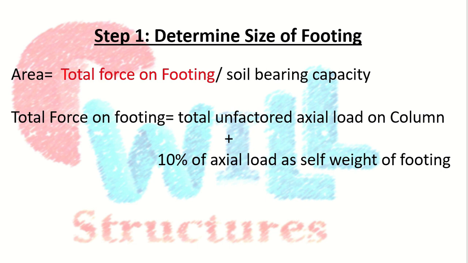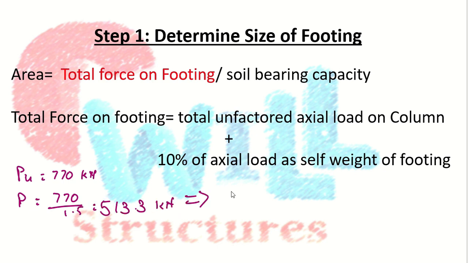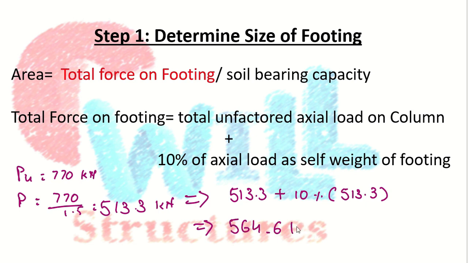Now let's calculate how much unfactored load we have. 770 kilonewton, so I'm doing it unfactored. 770 upon 1.5, it is 513.3 kilonewton. Okay, do the summation which is 513.3 plus 10% of this particular axial load. Finally the total load is 564.6 kilonewton.